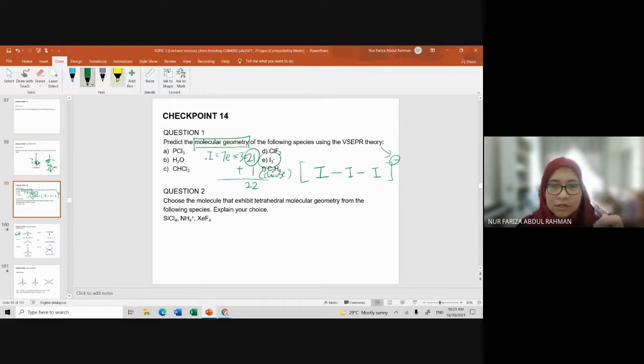So for 22 electrons, we minus the bonds first. How many bonds do we have here? We have 2 bonds. 2 bonds times 2, because we want to know the electrons. So we have 4 electrons.